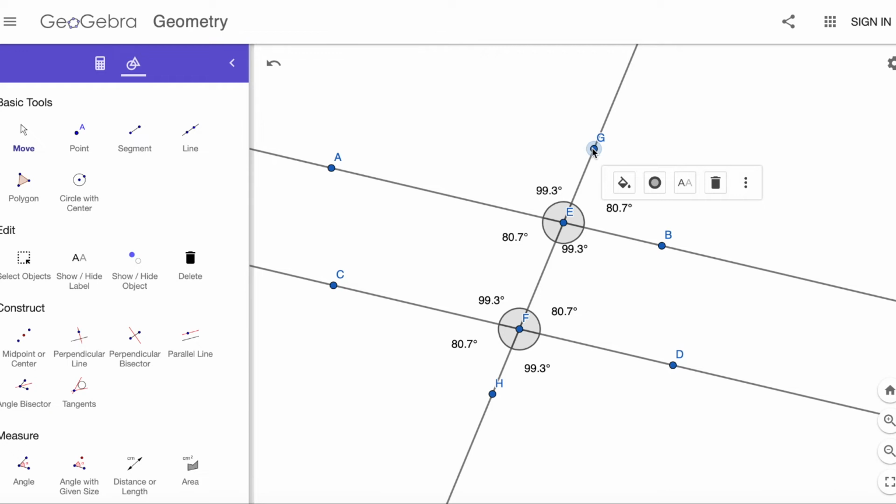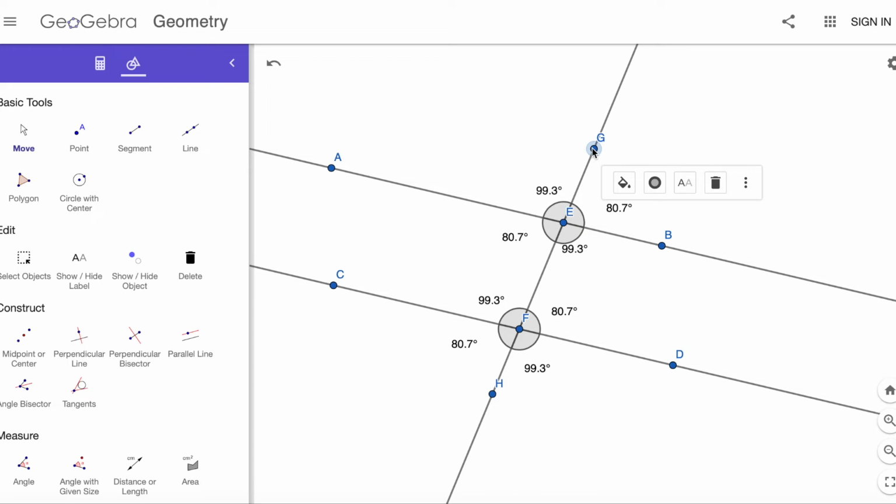So just walking through the table again, we know that the alternate exterior angles are congruent. The alternate interior angles are also congruent. My consecutive exterior angles are supplementary. My consecutive interior angles are also supplementary. And then my corresponding angles are congruent.